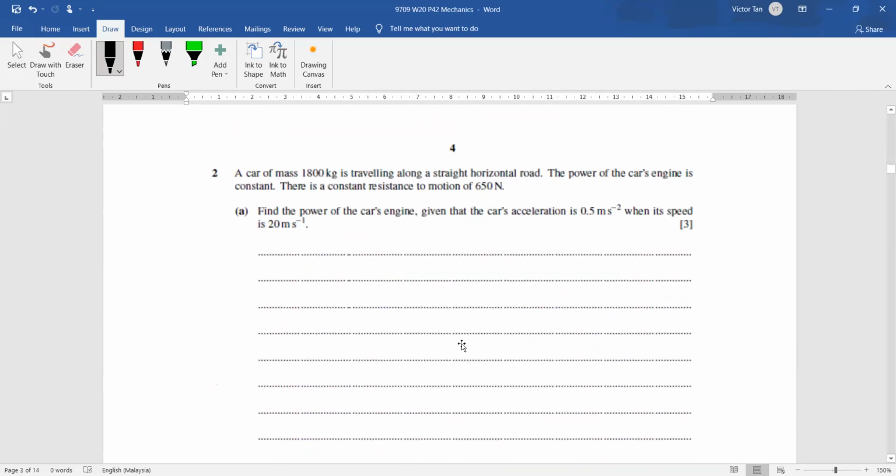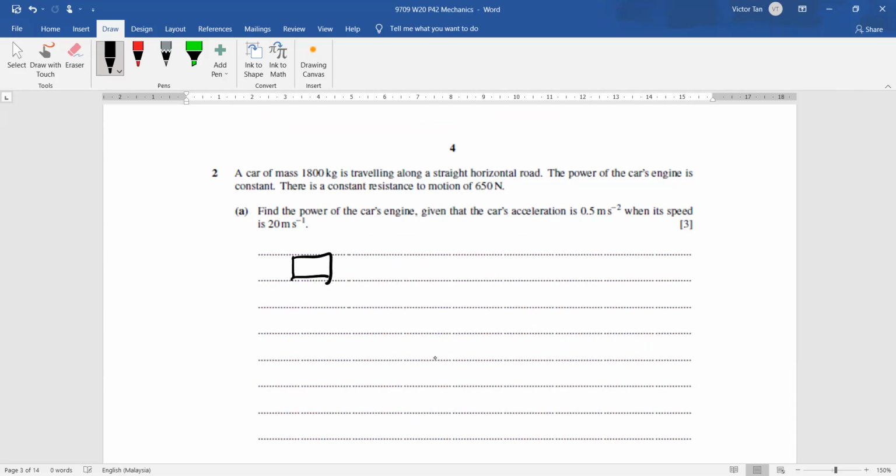Next question. A car of mass 1,800 kilograms is traveling along a straight horizontal road. The power of the car's engine is constant. There is a constant resistance to motion of 650 newtons. Find the power of the car's engine, given that the car's acceleration is 0.5 meters per second squared when speed is 20 meters per second.